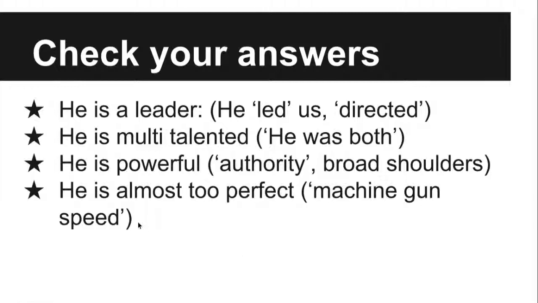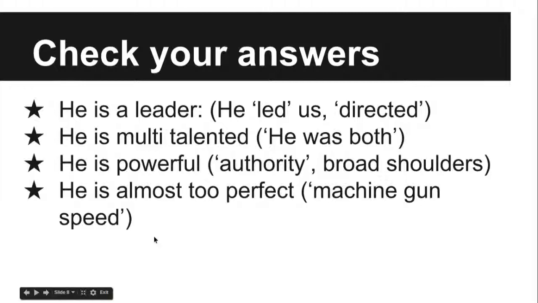Hopefully you've noticed that he's presented as a leader, first of all. It said he led us, he directed us. Secondly, he comes across as multi-talented, very varied. He's a dancer, but he's also an athlete. And the quotation I've got there for that impression is "he was both." Thirdly, you might have something like he's powerful. It uses words like authority and broad shoulders. He's physically powerful and probably powerful in the sense that people are willing to follow him as well.